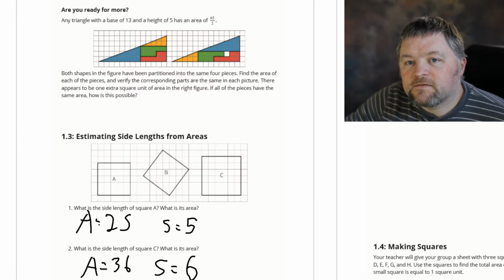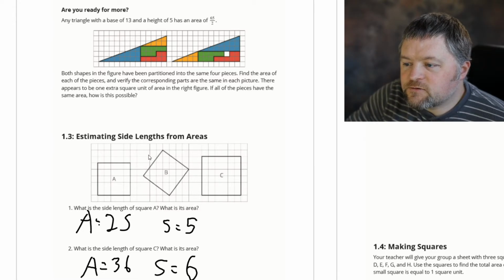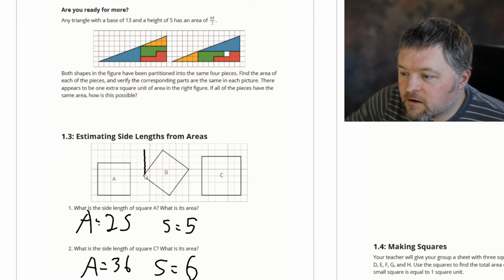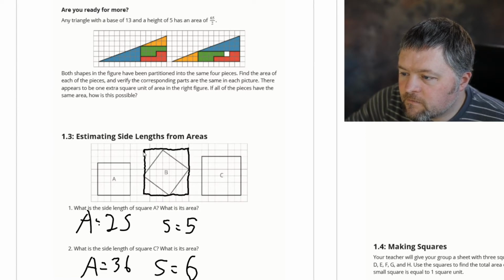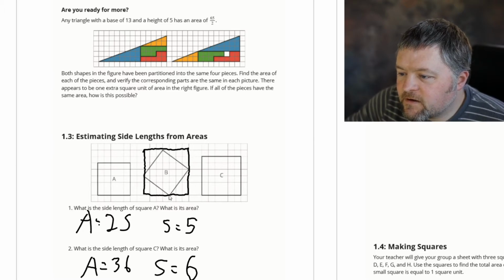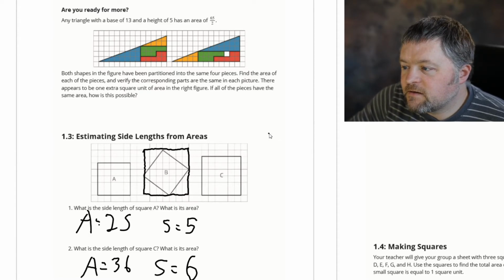What's the area of square B, and what is its side length? Well, this one's a little trickier. We can use the methods we saw earlier of enclosing it. And now we have a 7 by 7 outer square. 7 times 7 is 49.